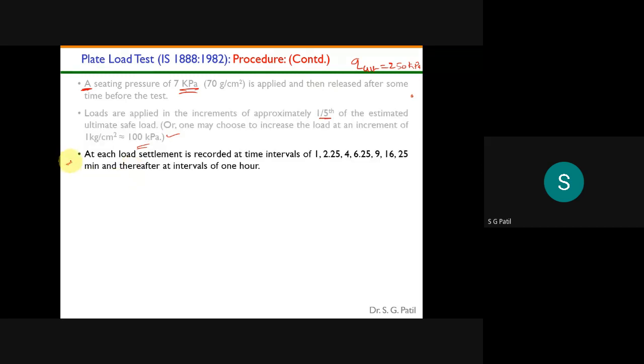Then what is the third step? At each load, settlement is recorded. Suppose under the 50 kilopascal I applied during the first day, I have to take readings at the first 1 minute, then after 2.25 minutes, 4 minutes, 6.25 minutes, 9 minutes, 16 minutes, 25 minutes, and thereafter at every 1 hour interval. After half an hour you can increase the interval of readings, for every 1 hour, and like that for 24 hours you should take the readings.